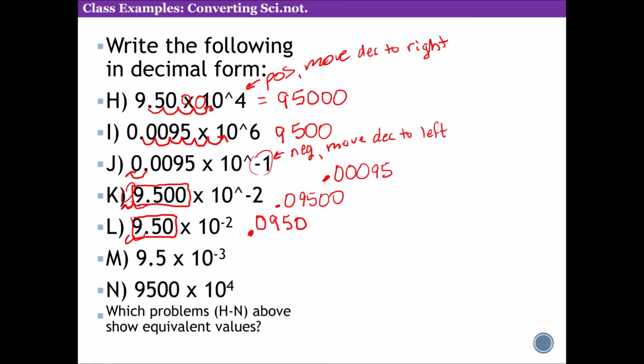All right, M. 1, 2, 3, so 0.0095. N. 1, 2, 3, 4, 9,500. 1, 2, 3, 4 more zeros. Okay, which problems in H through N above show equivalent values? 95,000, 9,500, 0.00095, 0.095, 0.095, 0.0095. So it would be K and L.